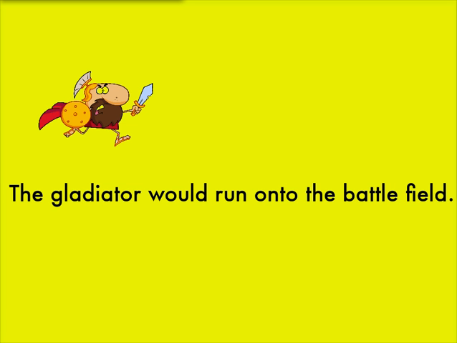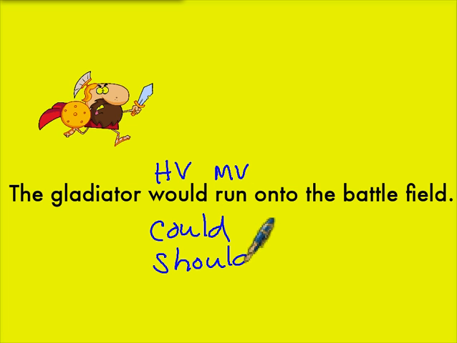Let's look at this one. The gladiator would run onto the battlefield. The action is still run, but what word in the sentence helps run by giving it a condition? And by that I mean like an if or a but feeling. That's right, the word is would. Think about it this way. The gladiator would run onto the battlefield if he had more comfortable shoes. The word would implies a condition. And other words such as could or should are also conditional helping verbs.